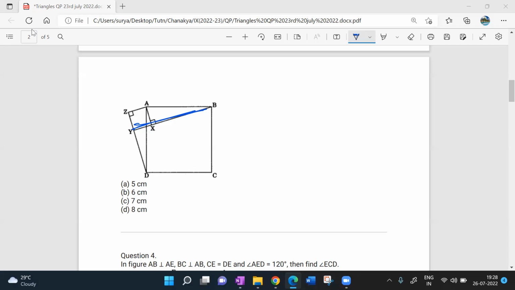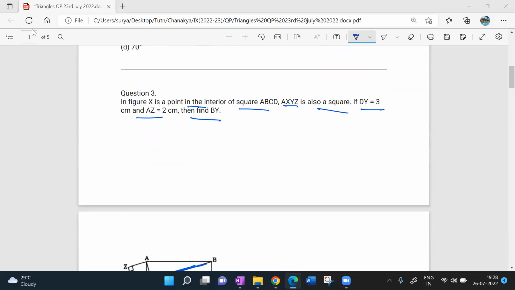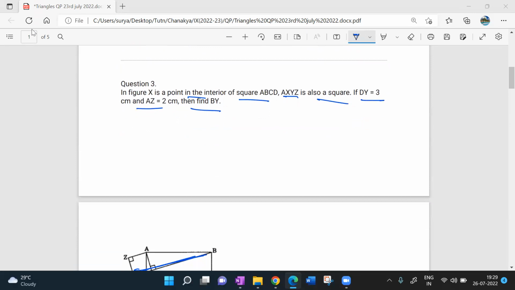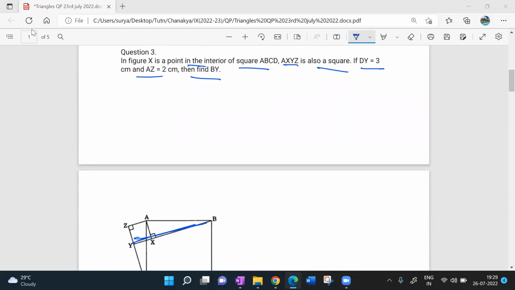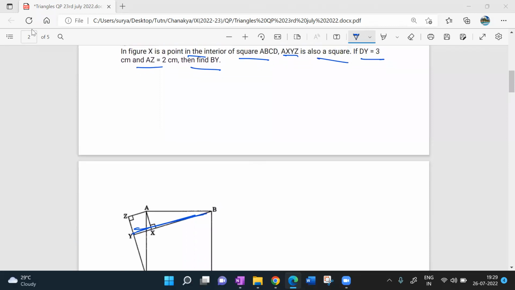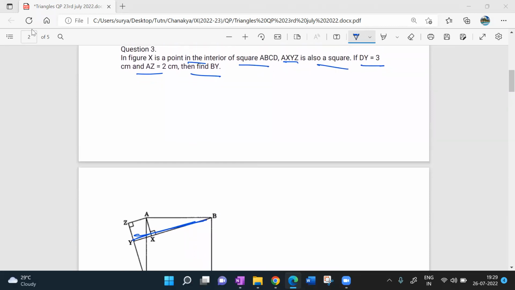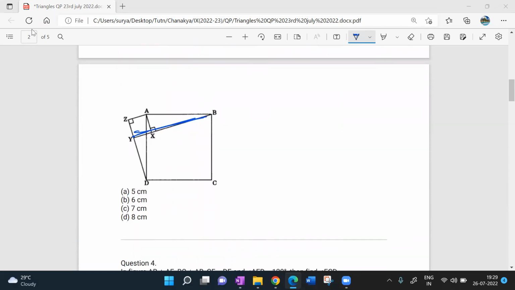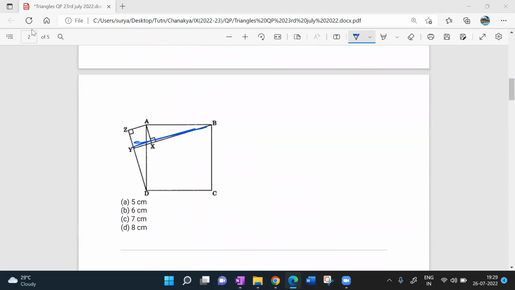Let me teach you. See here, the figure given: X is a point in the interior of square ABCD. AXYZ is also a square. DY is 3 centimeters. Then AZ is equal to 2, so XB will be 3 plus 2.